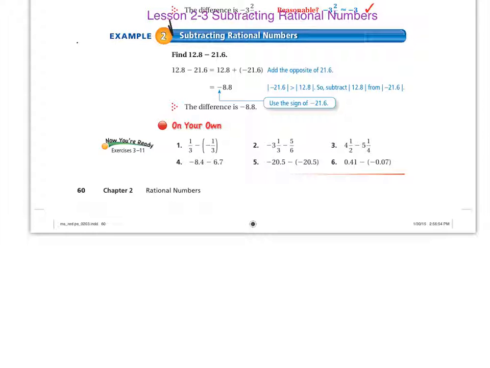That would be my answer. There are no integers to deal with, so that's it. We're done. There's no simplifying that you need to do, so you're good. So that's number 1. Okay, let's do number 2.